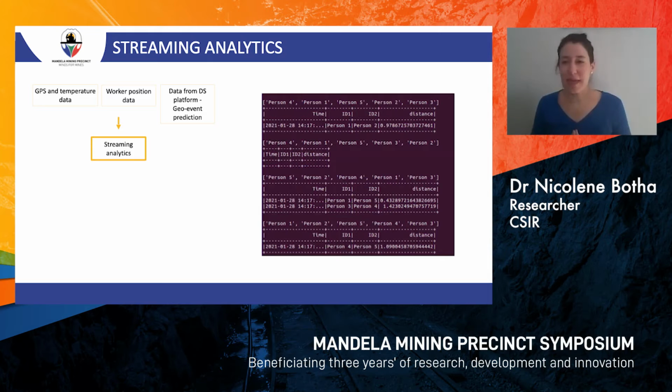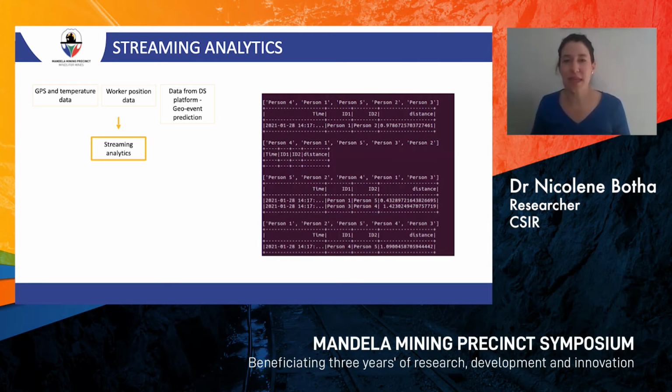So for the streaming analytics part, the relative worker location data consists of 5 data streams that are aggregated before analytics can be conducted. We calculate the relative distance between individual pairs at different times in order to determine the distance between them. If the distance is less than 1.5 meters, then a proximity event is recorded.